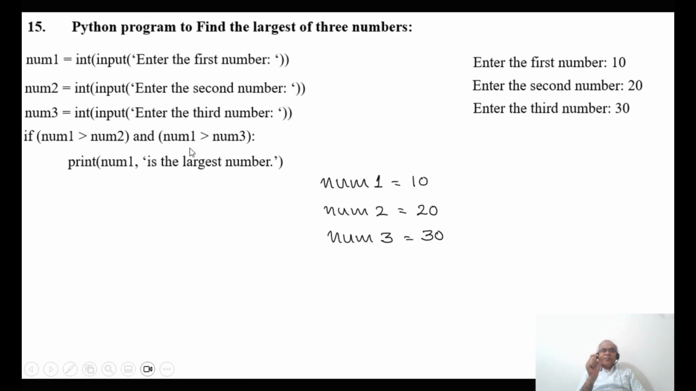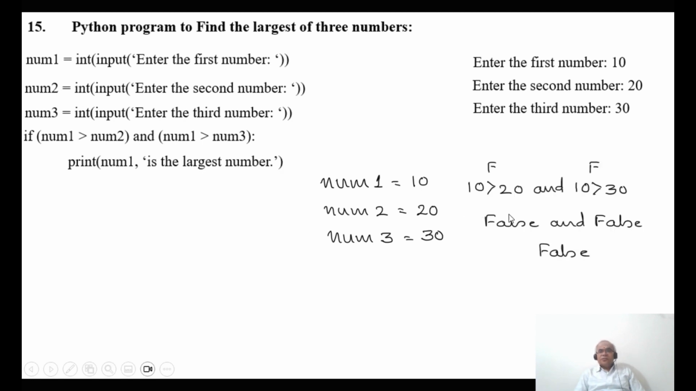In the logical AND, only if both the conditions are true, then it is true. If any one of the conditions becomes false, then the whole condition becomes false. So, is 10 greater than 20? Condition is false. And is 10 greater than 30? Condition is false. False and false is always false. So, it will skip this particular statement. That is what we see here. 10 is greater than 20, false. And 10 is greater than 30, false. So, false and false is always false. It will skip this statement.